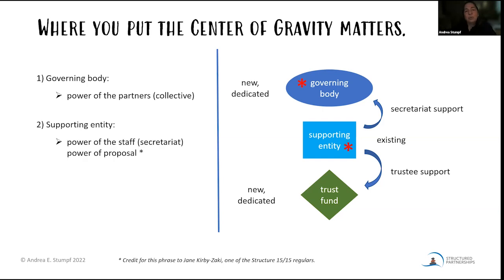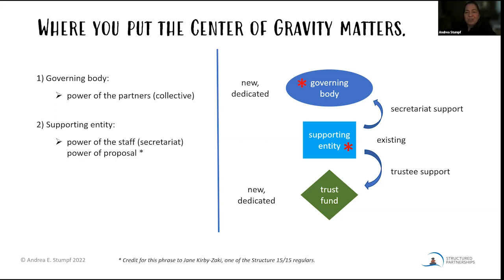Or instead, you could put the center of gravity in the supporting entity. And we've talked in the past, that could mean, for example, in a secretariat, we've talked in the past how the secretariat really is staff. So this is tantamount to putting your center of gravity in staff. And of course, importantly, staff embedded in a specific institution, a specific organization.